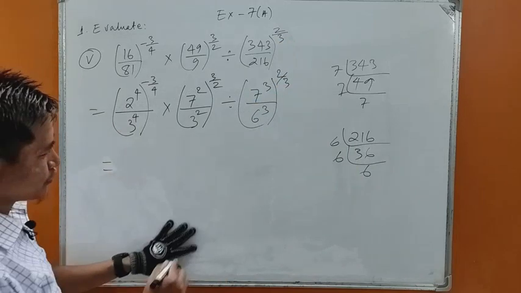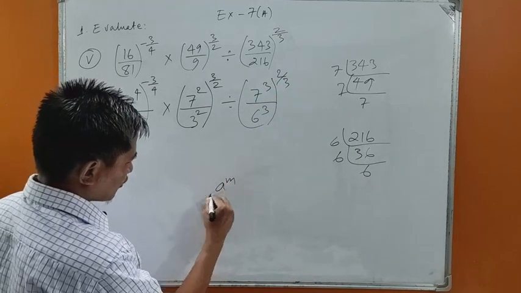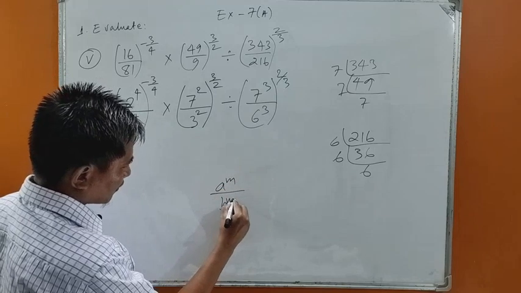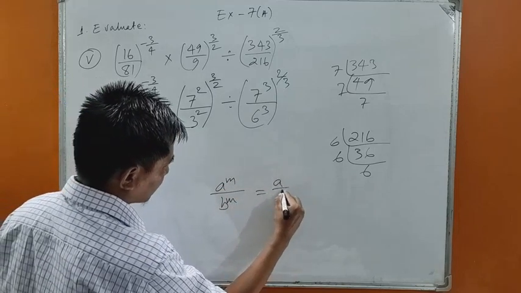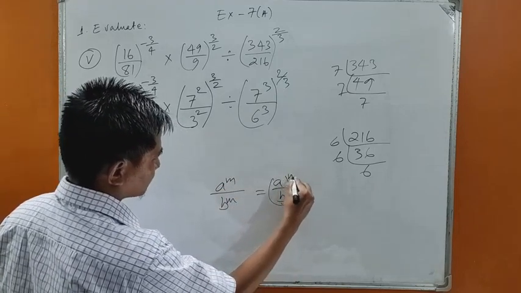So now I told you earlier, since a to the power m whole to the power b to the power m can be written as a upon b whole raised to power m.